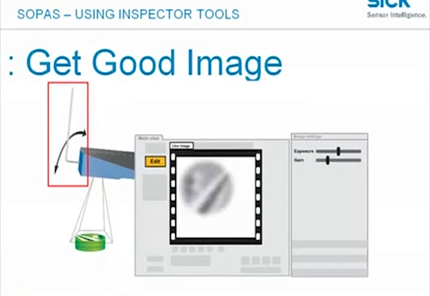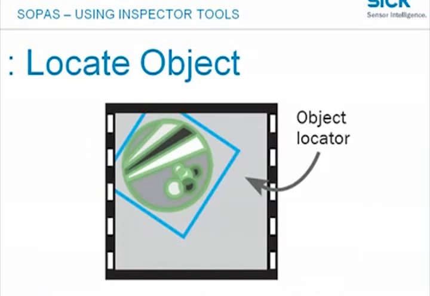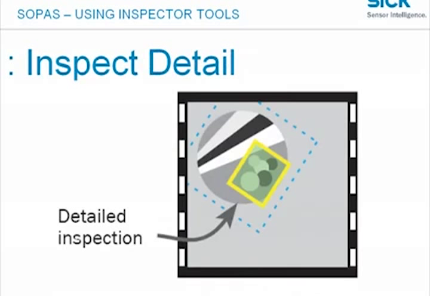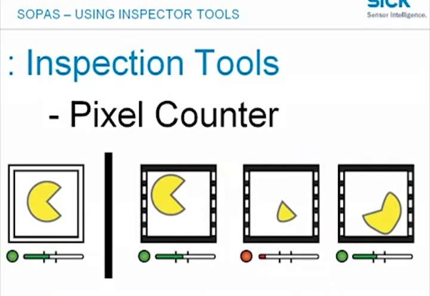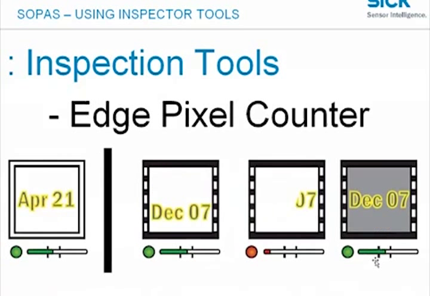To summarize what we have done, the important things are to first get a good image, then the first tool to use is object locator to locate the object, followed by detail inspection tools. The 3 tools that we have: a pixel counter, which simply counts the number of pixels that are available in the region of interest. It doesn't look for contour. That's why, although this contour is messed up and nowhere close to this contour, because the number of pixels are simply matching, we get a pass.